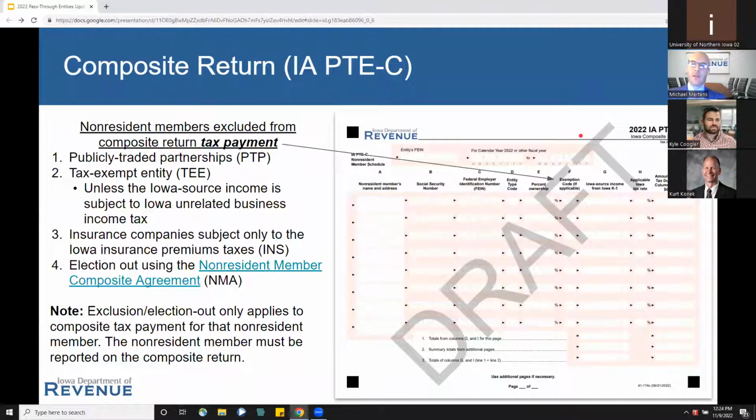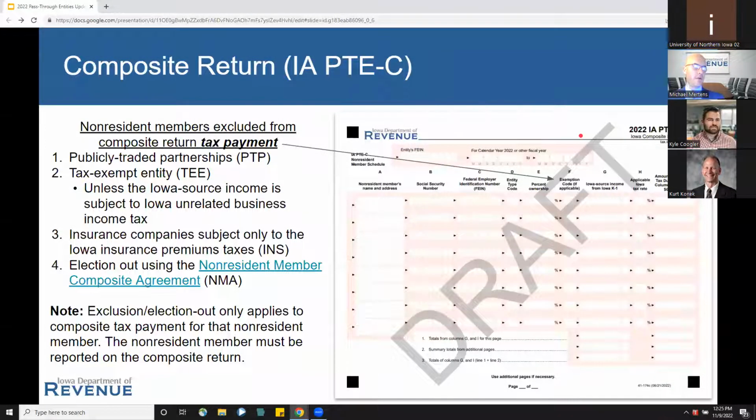The department does have the ability to revoke this ability of a pass-through entity or a non-resident member to elect out of the composite return tax payment requirement if there are issues with non-compliance. A very important note here: these exclusions that I've listed here, or this election out using this agreement, only apply to the composite tax payment for that non-resident member.